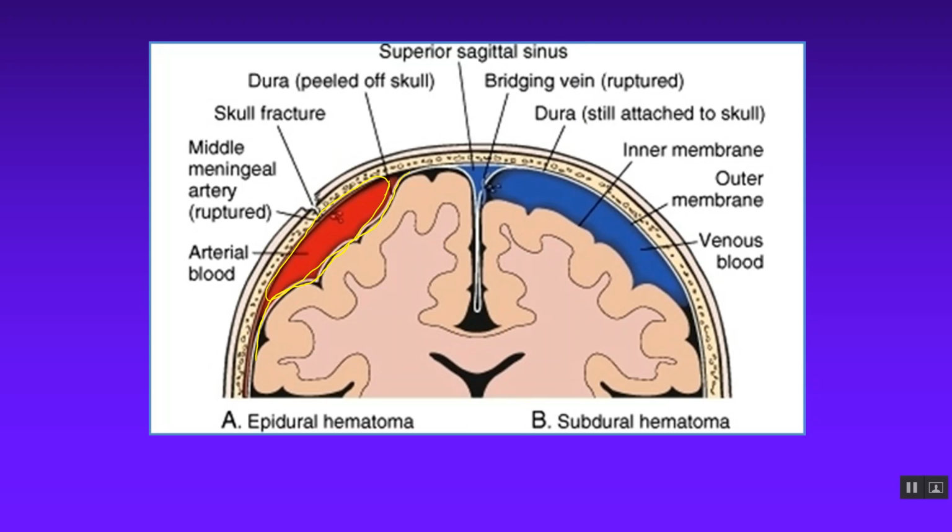Right there. It's on the outside, epi. It's on the outside of the dura. It's between the skull and the dura. This tends to be a bleed that is arterial in nature. You have a few big arteries that are between your dura and your skull.